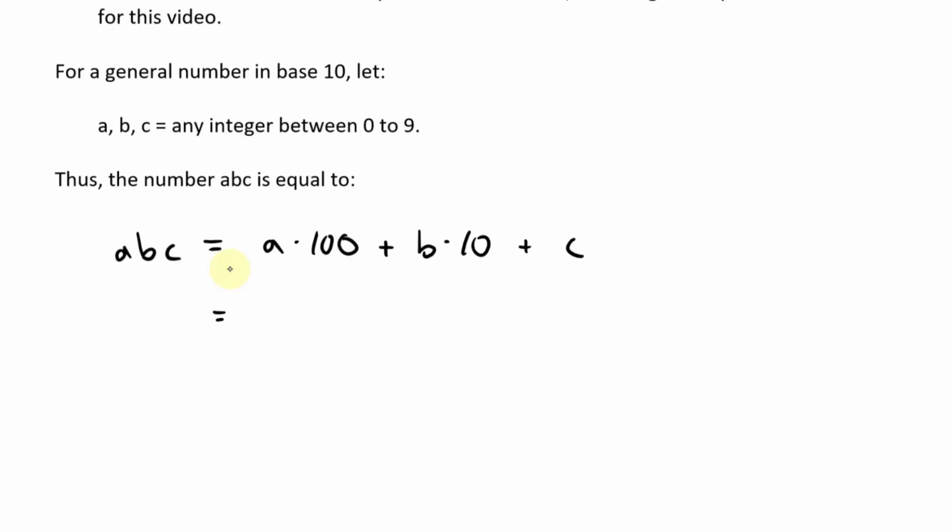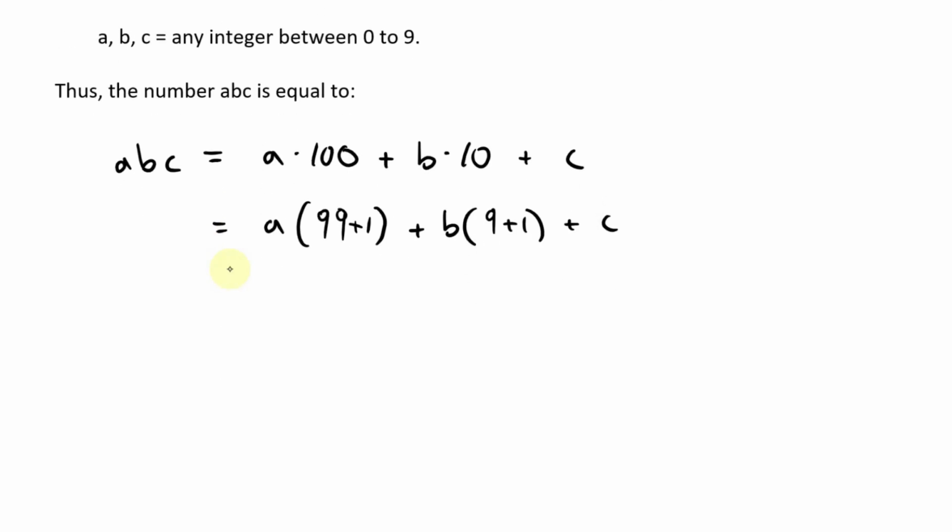And now we do the same thing as before. So we have A times 99 plus 1. Then the next one is going to be the same thing, 9 plus 1, again because we're dealing with base 10, and plus C. So you could always do this, and you always have that 1. That means you're always going to be summing up the digits in the remainder. So A times 99, like that, and then plus A.